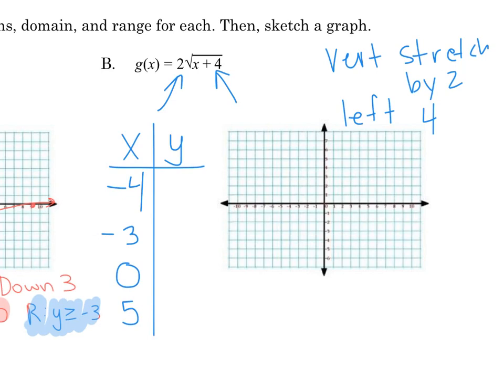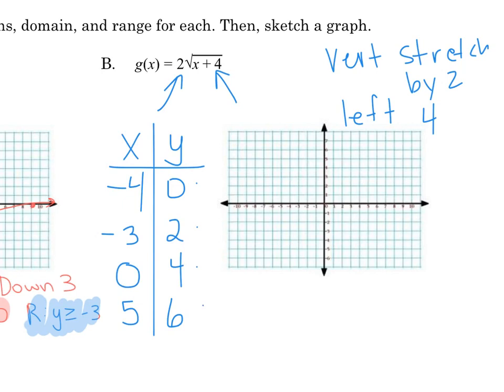Now we need to evaluate. So just take your time with this. When I plug in -4, I will get 0 for y. 0 times 2 is still 0. When I plug in -3, I get 2 times 1, which is 2. When I plug in 0, I get 2 times 2, which is 4. And when I plug in 5, I get 2 times 3, which is 6. Hopefully as you go, you kind of see these patterns. You know, right, 2, 4, 0, 2, 4, 6.